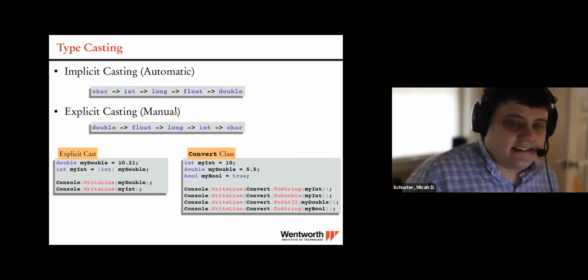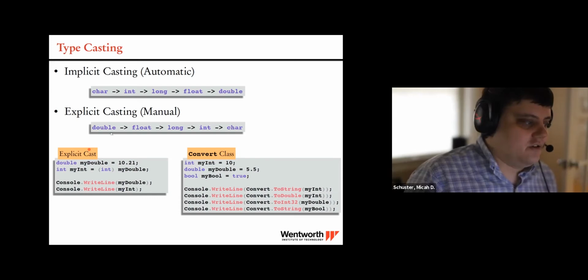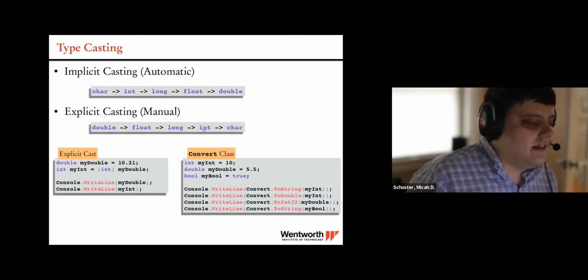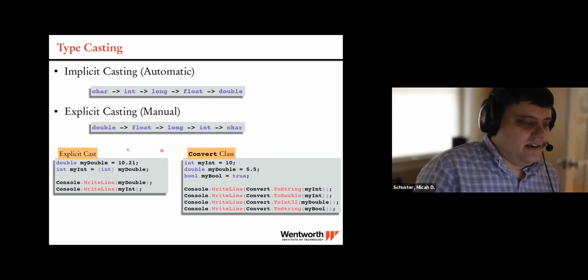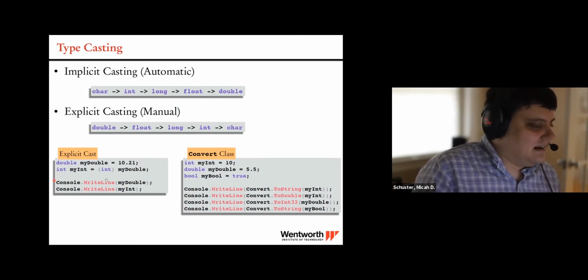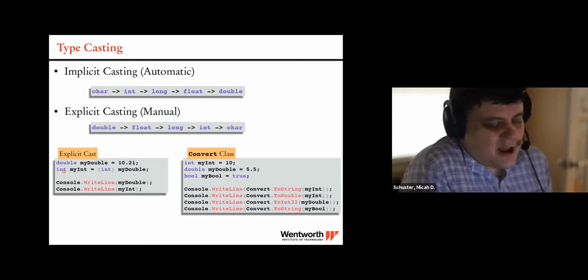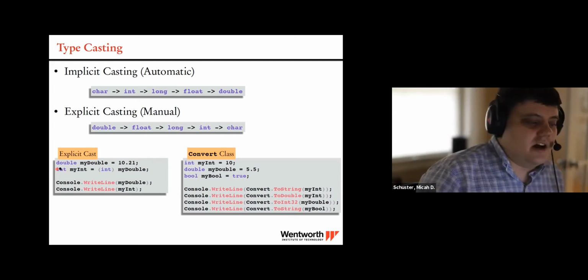Your explicit casting is when you have to do it yourself. So if I want to go from a double to an int, I need to do the cast myself. Here are a couple of examples of explicit casting: taking my int and doing a cast to int of a double, for instance. So we have a double, we cast that double to int, and we save it to an int. It's the same thing that you've used in Java.